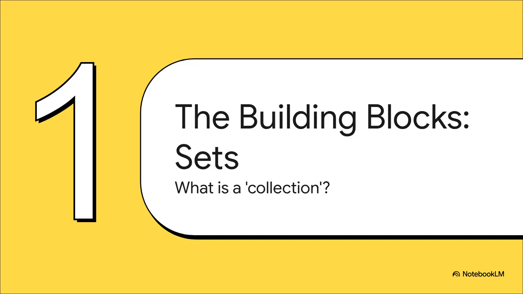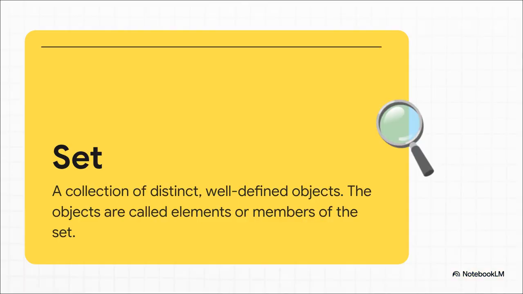You know, we group things together all the time without even thinking about it, right? A playlist of your favorite songs, a grocery list, a specific box of tools in your garage. These are all just collections of stuff. But for math to do its magic, we need a really precise way to talk about that idea of a collection. And in math, that word is a set.